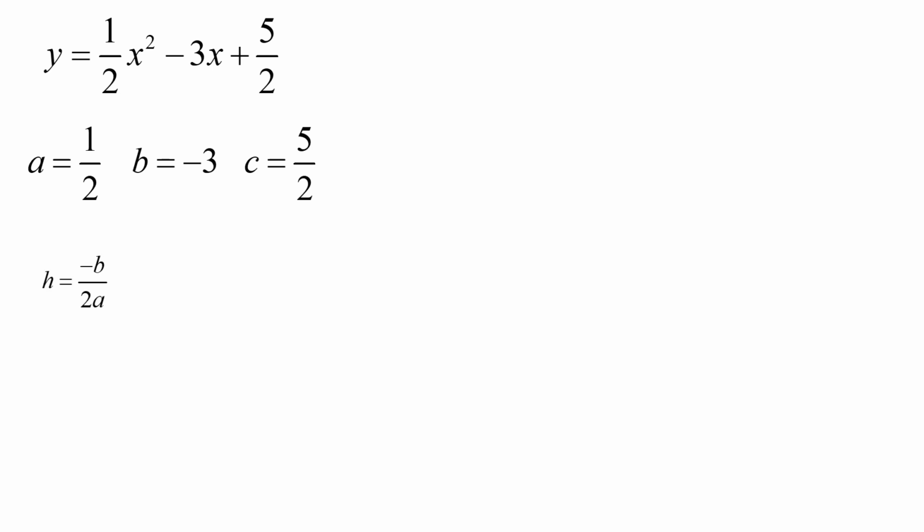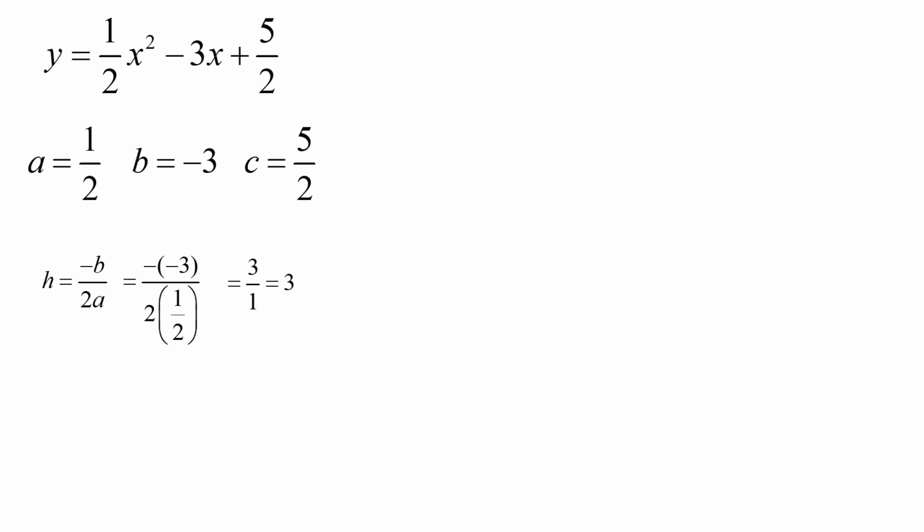My b is negative 3, so once again it'll be a negative, negative 3 over 2 times 1/2. Well, two negatives make a positive. 2 times 1/2 is just 1. So this will just become 3 over 1, or just 3. So the x value of my vertex is 3.